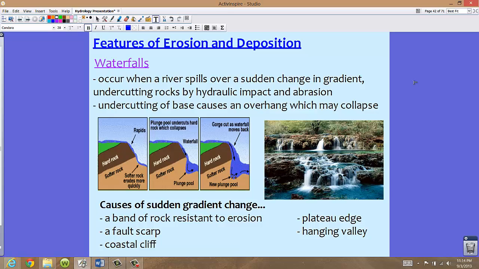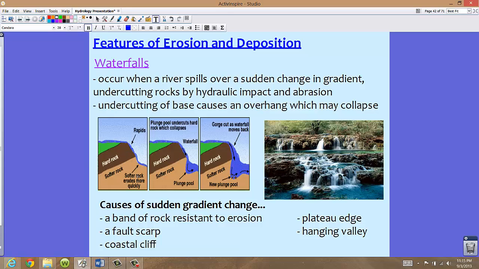This usually undercuts the rocks by hydraulic action or impact and abrasion, things that we've talked about already. Undercutting the base usually causes an overhang, and sometimes that overhang collapses. If we take a look at this picture right here, this is the formation of a waterfall. So what we have is a bunch of water falling over this gradient here. Notice how steep this particular one is.